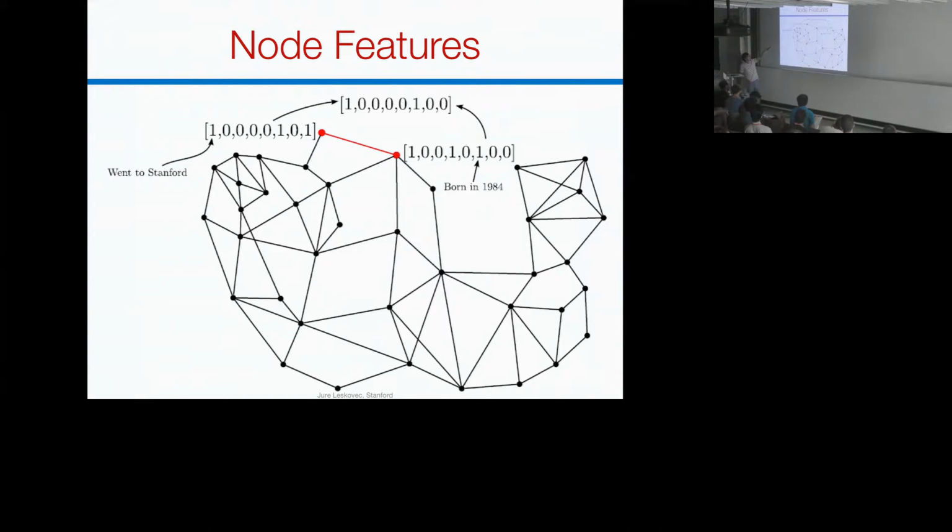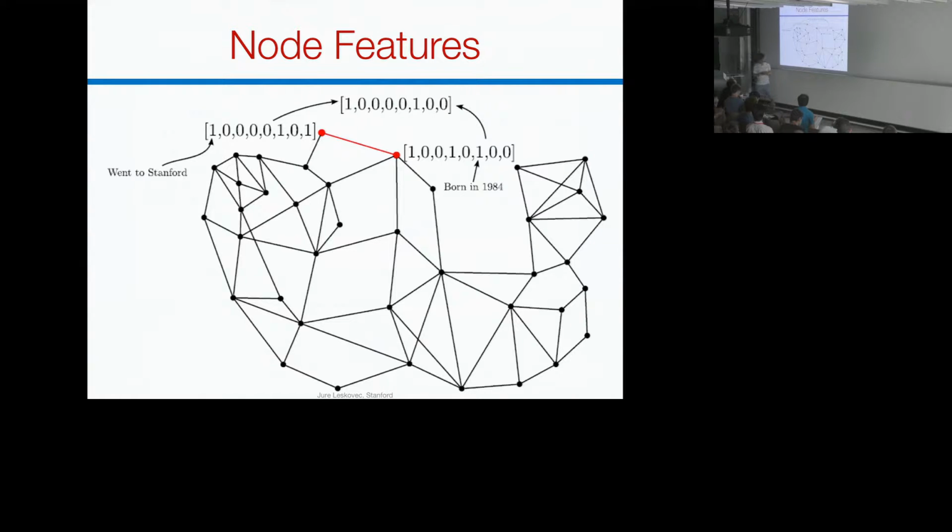So maybe the first column is, did you go to Stanford or not? And maybe this feature is, were you born in 1984? Yes, no. If I have these binary features with the node, then for every edge, I can now ask which of the features that are set to 1 do these two nodes have in common? So this particular pair of nodes have in common the feature that says they went to Stanford together, and this other one that they were born in the same year. But whatever is this last feature, only the left node has it, but the right node does not.